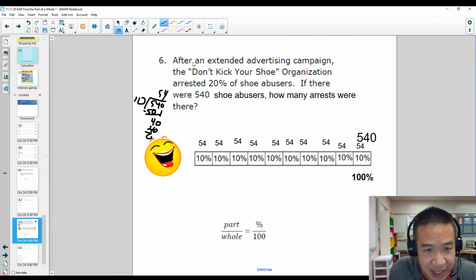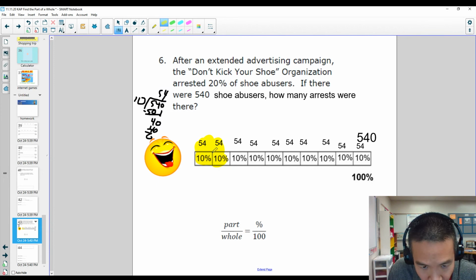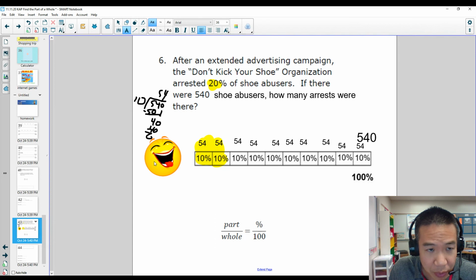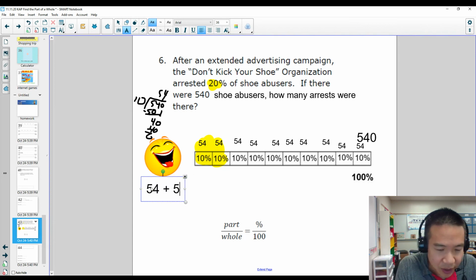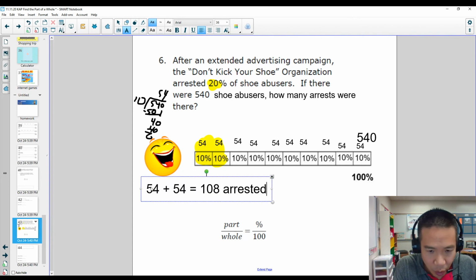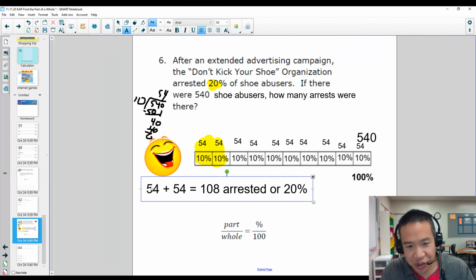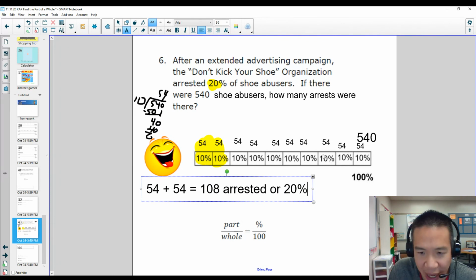But the question is this. It says we arrested 20%. 10% is 54 people. We arrested another 10%, 54 people. So that is 20%. So 54 plus 54 is 108 arrested, or 20%.